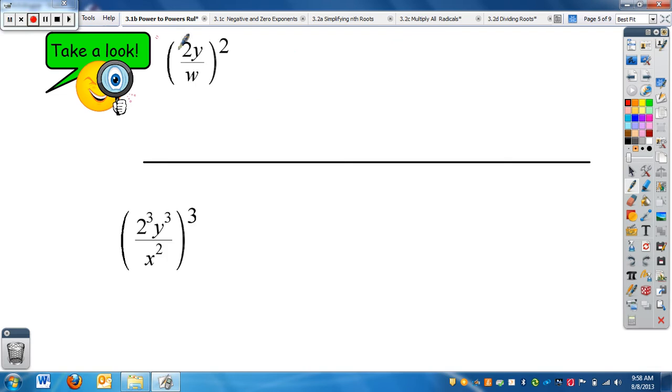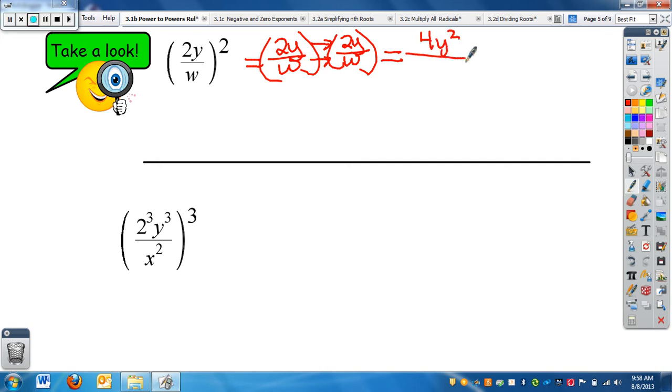And then we can apply the same rule with fractions. If I have 2y over w and I have it 2 times, this is 2y over w times 2y over w. Sorry, I said this previous one wrong. It should be over the w. Alright, so we learned from the previous video, fractions we multiply across. So we have 2 times 2, which is 4. y times y is y squared, and w times w is w squared.